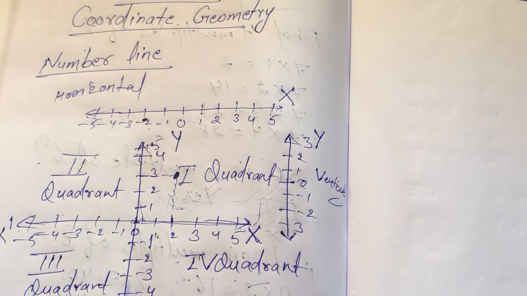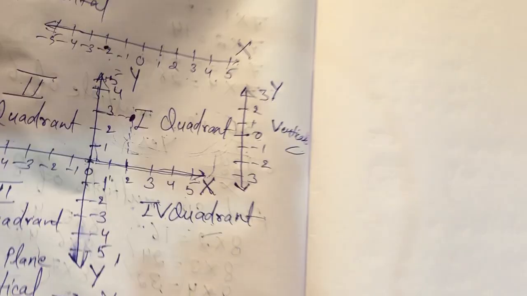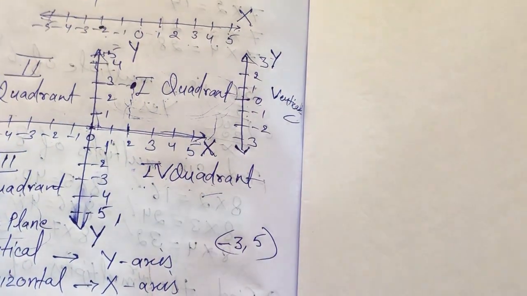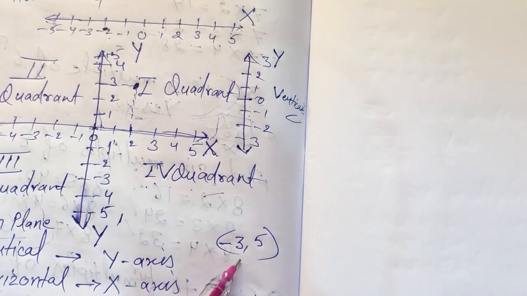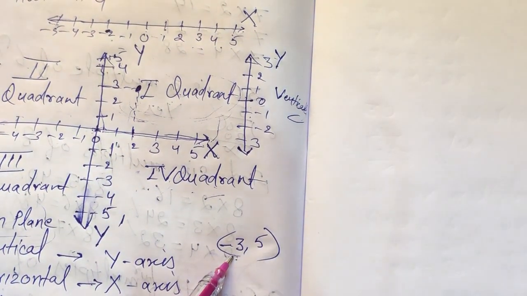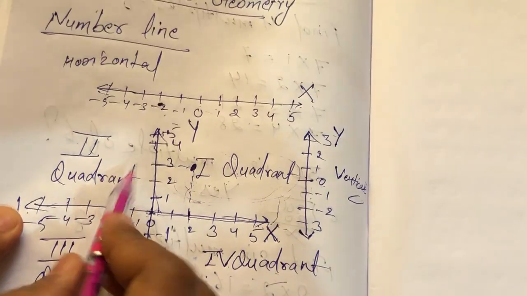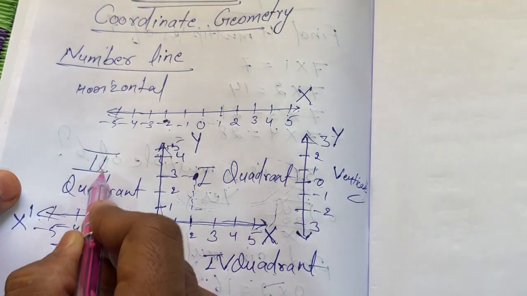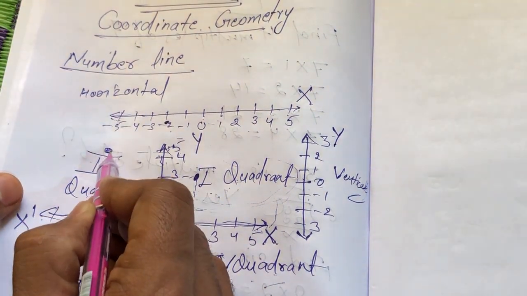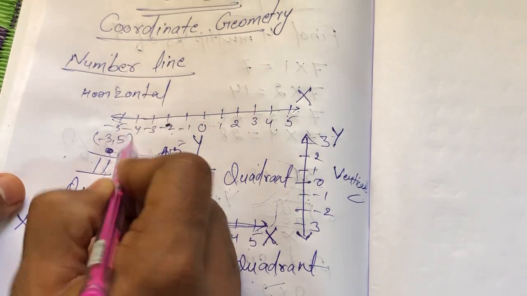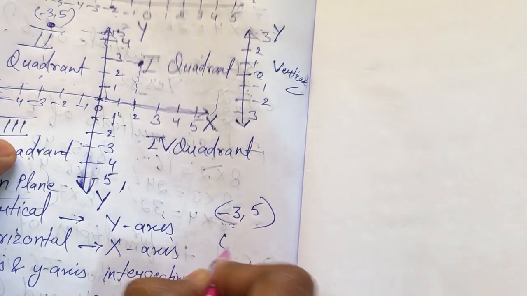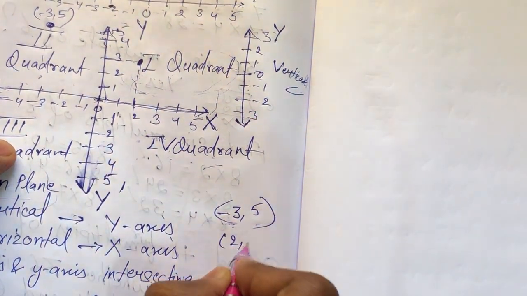Suppose you are asked, think about it, if the question asks in which quadrant -3, 5 will come, where will you get -3, 5. This is of the x-axis, this is of the y-axis. -3 here and 5 here, so somewhere here you got -3 and 5, and it is in which quadrant? Second quadrant.